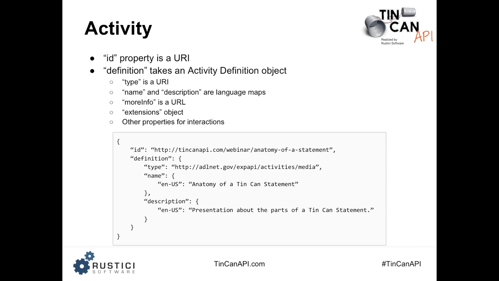Within the definition, we have an extensions property, which takes a special kind of object that I'll talk about in a little bit. There are some other properties for the activity definition that are particularly related to interactions. Again, something from the e-learning community.